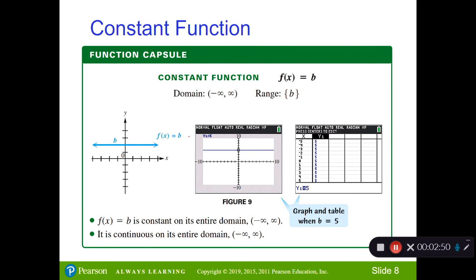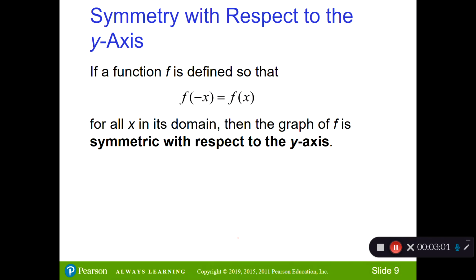Okay, so here again, it's a constant function when it's not increasing or decreasing. And so a line, like y equals a number, is constant on its entire domain.